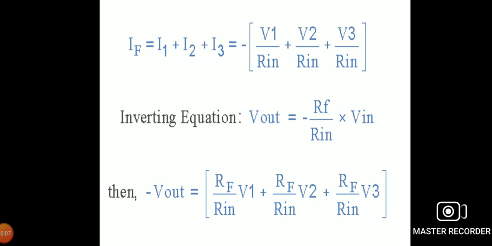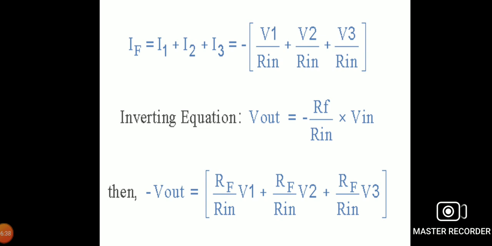So now we can find the inverting output: negative of V out is equal to the feedback resistance divided by input resistance into V1, next the feedback resistance value divided by input resistance value into V2, and finally the feedback resistance value divided by input resistance into V3.